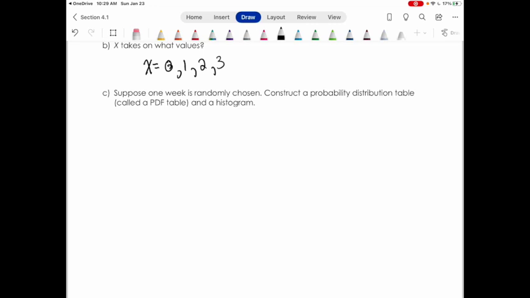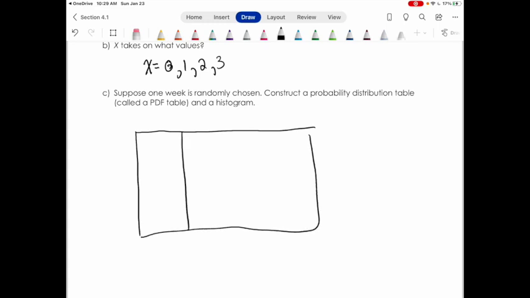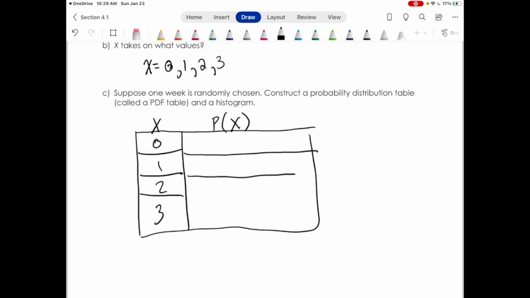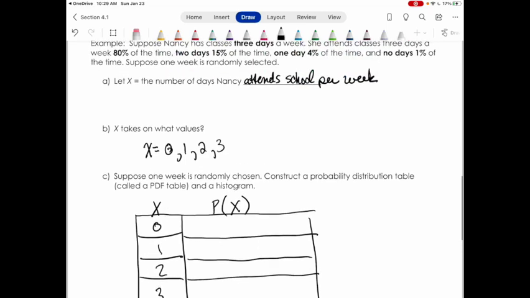So in part C, it says, suppose 1 week is randomly chosen. We're going to construct a probability distribution, and then we're going to use it to make a histogram like we did in the previous example. So since x takes on the values 0, 1, 2, and 3, we're going to have our variable x here. We'll have 0, 1, 2, and 3. These are the values that they can take on. And this will be the probability of x.